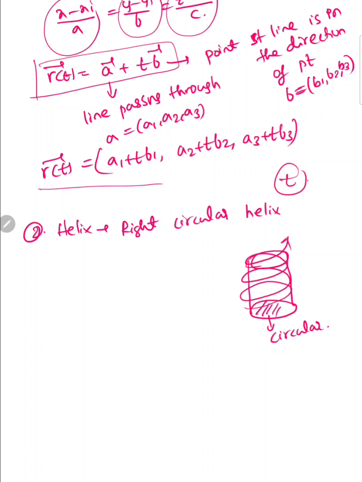The equation of the right circular helix in vector form is given by r of t is equal to a cos t, a sin t, b t. Here t is a single variable such that a is greater than 0 and b is not equal to 0. Not equal to 0 means the z direction is not 0, which means the curve is rising up along the z direction. This is about examples for curves in E3.